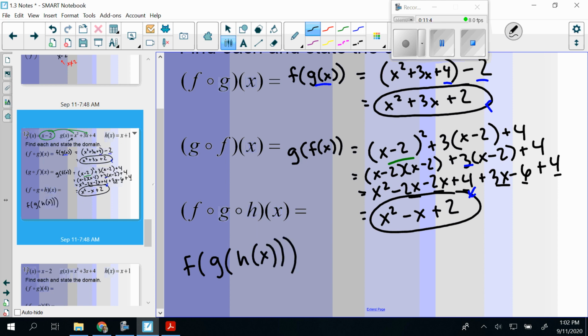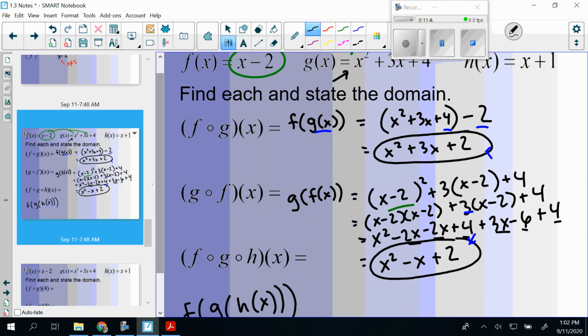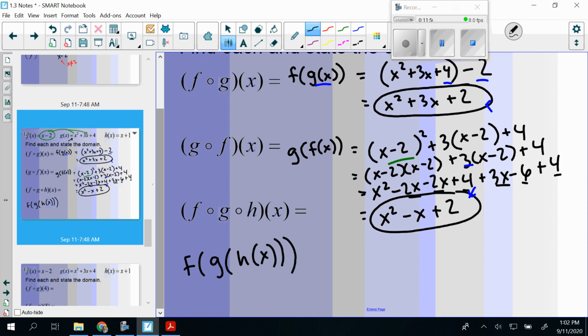So this one you've got a composition of 3 functions. Again, let's just start with finding one of them here. What would be this one? Let's start with that. What's G composed with H?